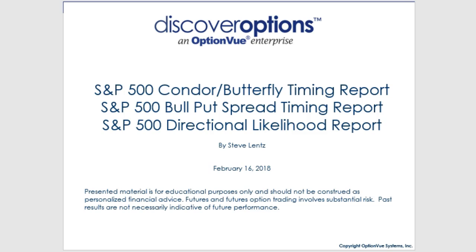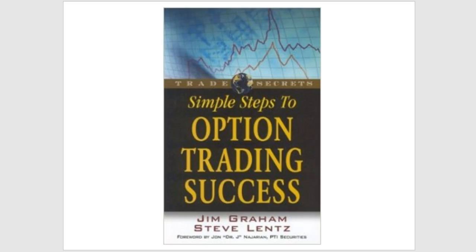If you are an advanced options trader, these reports are for you. We will help you determine whether or not now is a good time to put on a Condor or butterfly campaign. Also, for those of you that like to sell puts in various ways, bull put spreads, for example, we have a bull put spread timing report. All of these are in the S&P 500, of course. Finally, we have a directional likelihood report indicating which way the market is likely to go in terms of direction and even volatility.